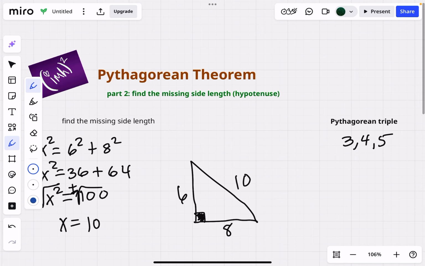And if we have it plugged in, that means 100 equals 100. So they are not lying here. This is a right triangle, and it is one of our Pythagorean triples.